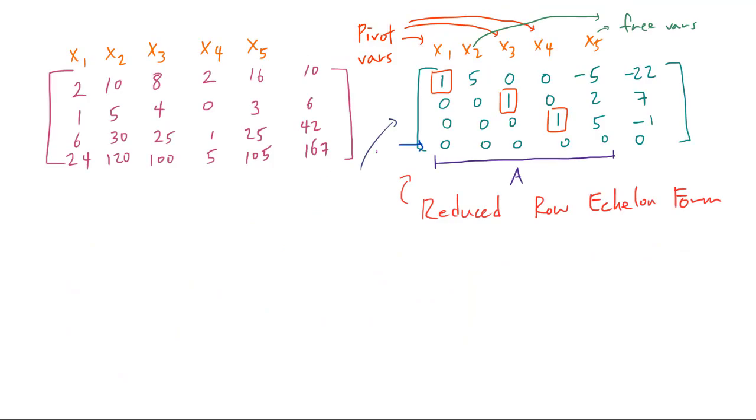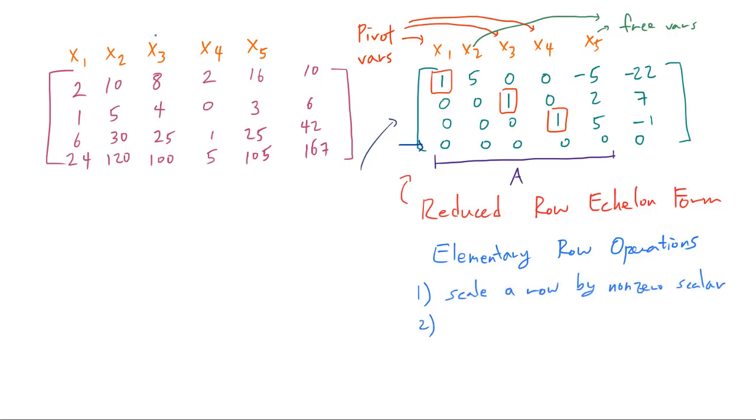Okay, it's time to ask the obvious question. How do we actually get to reduced row echelon form? Well, to do so, we're going to use what are called elementary row operations. And there are 3 things that we are going to do. The first one is we can scale a row by a non-zero scalar. The second thing we can do is add a scalar multiple of one row to another row. And the final thing we can do is switch 2 rows.